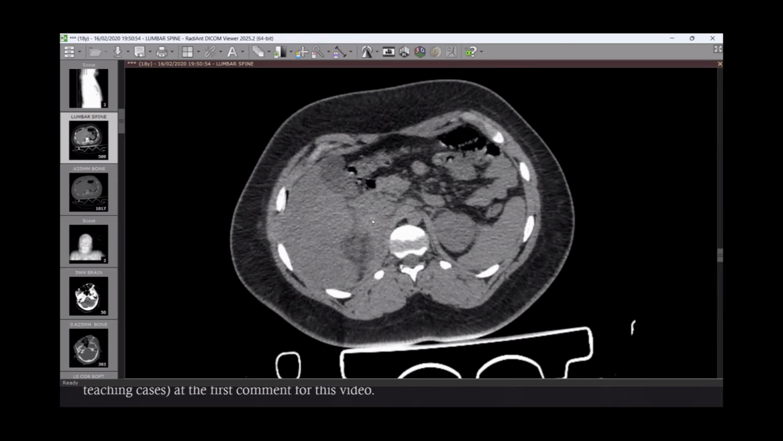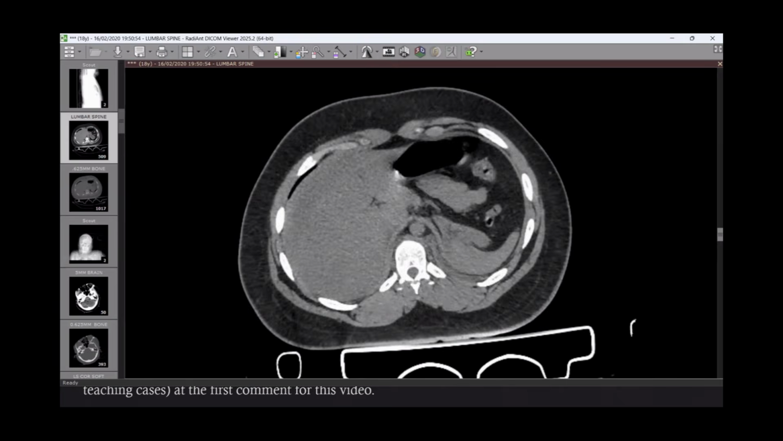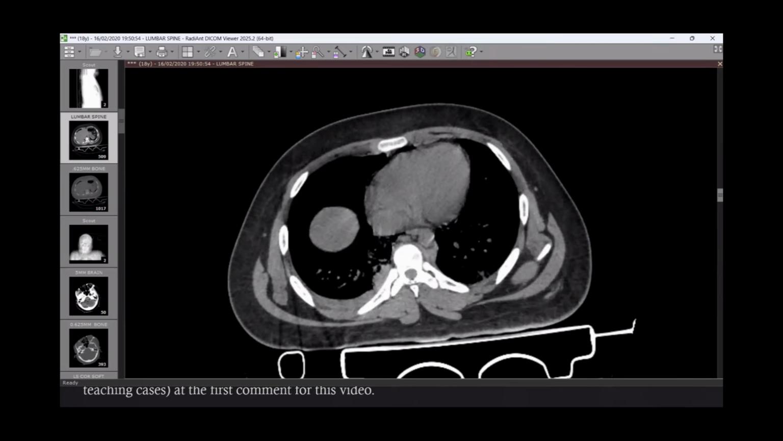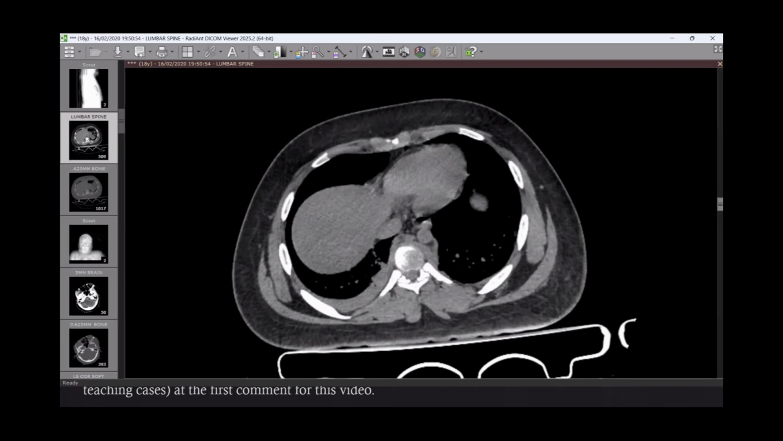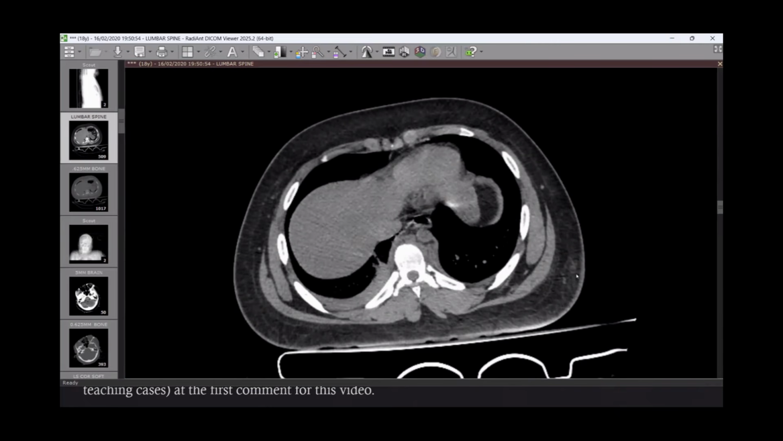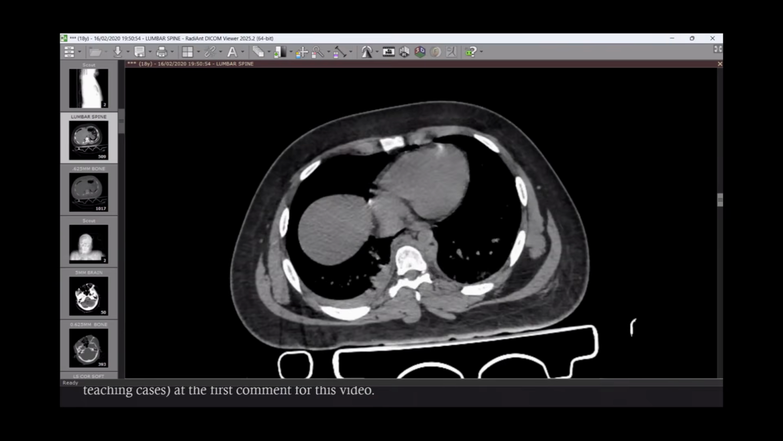Can you go to the lower chest, please? This is the lower chest, with this effusion which appears slightly hyperdense. Just a minute, please. I will give you the lung window.